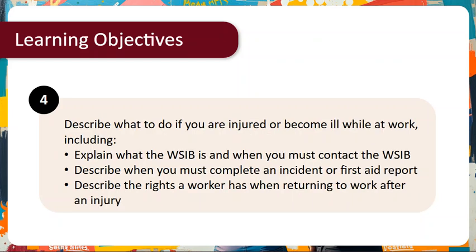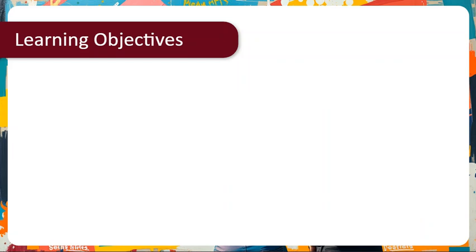Describe what to do if you are injured or become ill while at work, including explain what the WSIB is and when you must contact the WSIB. Describe when you must complete an incident or first aid report. Describe the rights a worker has when returning to work after an injury.